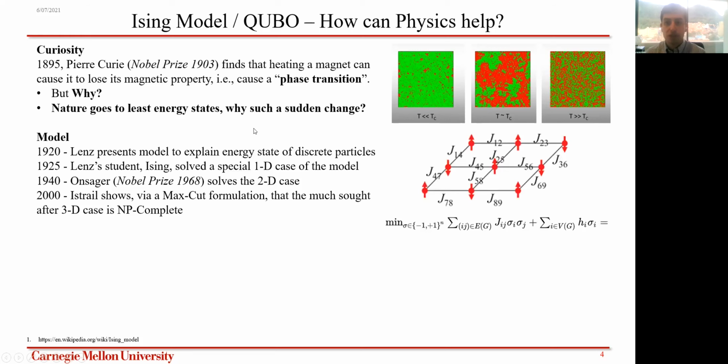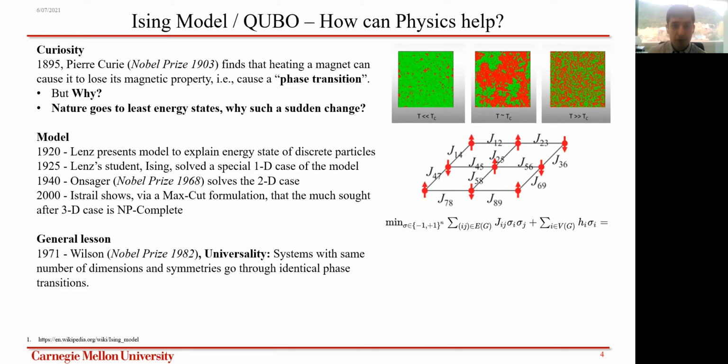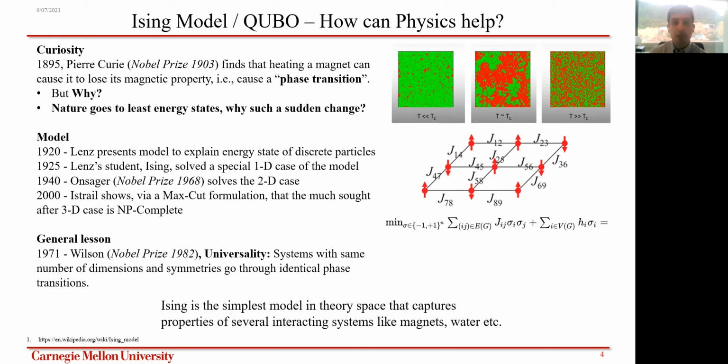This particular model was the one proposed in 1920 by Lenz, and his student Ising solved the one-dimensional case analytically in 1925. Later in the 1940s, Onsager solved the two-dimensional case analytically, and in the 2000s, it was shown, through an equivalence with the max-cut combinatorial optimization problem, that problems with more than 3 dimensions cannot be solved analytically. In terms of physics, this is really interesting given that it gives rise to this notion of universality, where systems with the same number of dimensions and symmetries go through identical phase transitions. And the Ising model is the simplest one in the theory space that can capture such properties.